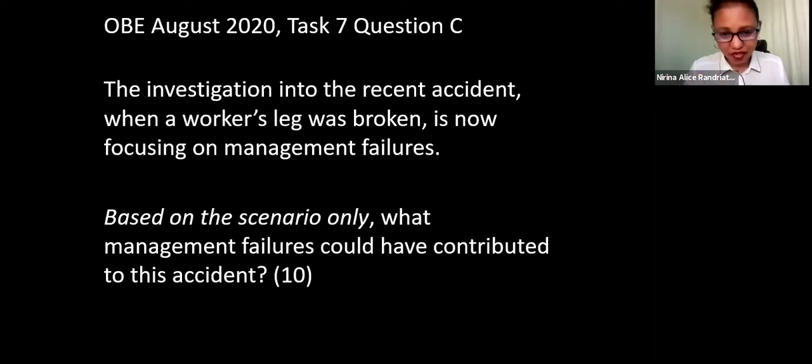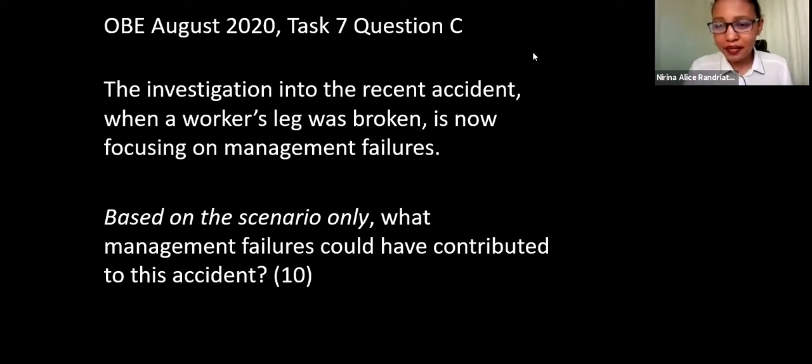So you must read the scenario and then identify from the scenario what are possible management failures that could have contributed to the accident. So are we clear on this? I did not include the answer to this question, but again, you can go back to the document available on the Nebosh website. The title is Learner Feedback. In that document, you'll see Nebosh look at each question and put a comment on what kind of answer will be applicable. So that's based on the scenario only. So you can do some research, but the answer must be based on the scenario.